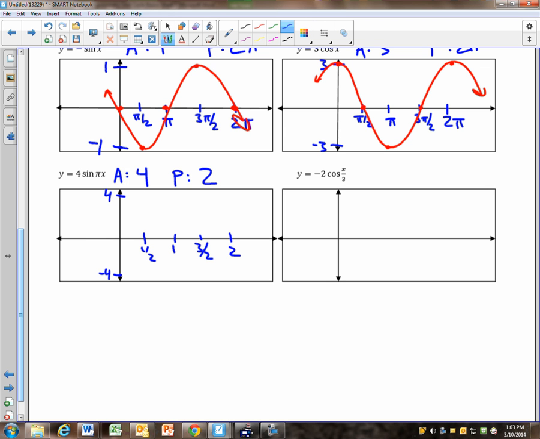There's our numbers. Where does this one start? Starts at 0. And where do I go first? I go up. Why do I go up? Last time I went down. It was reflected. Now it's not reflected, so I just continue to go up. Go up to 4. Then 0.